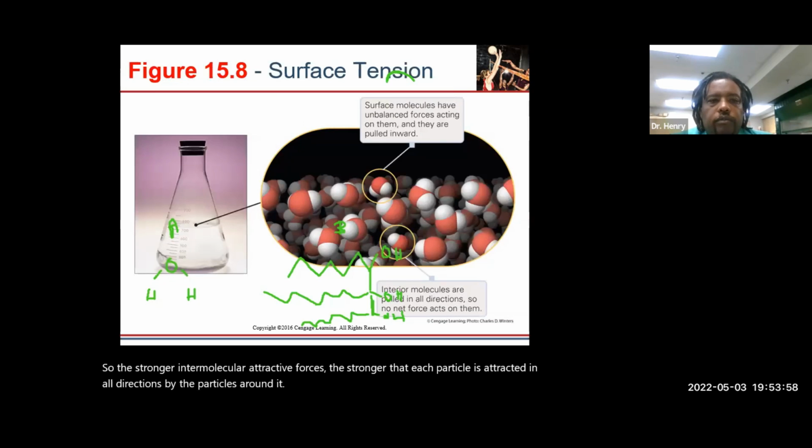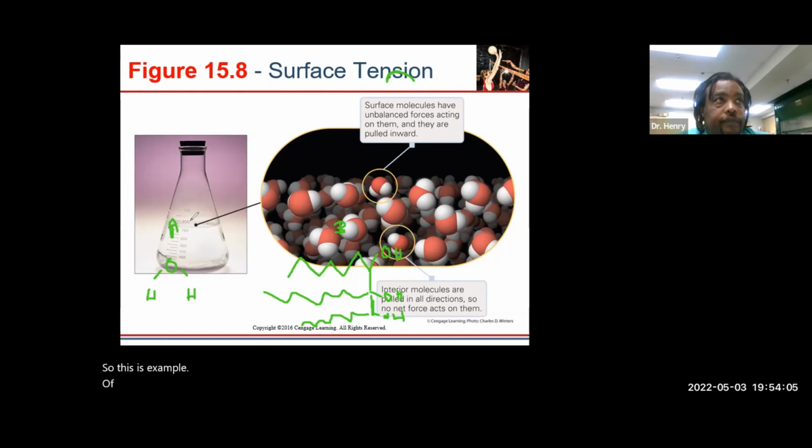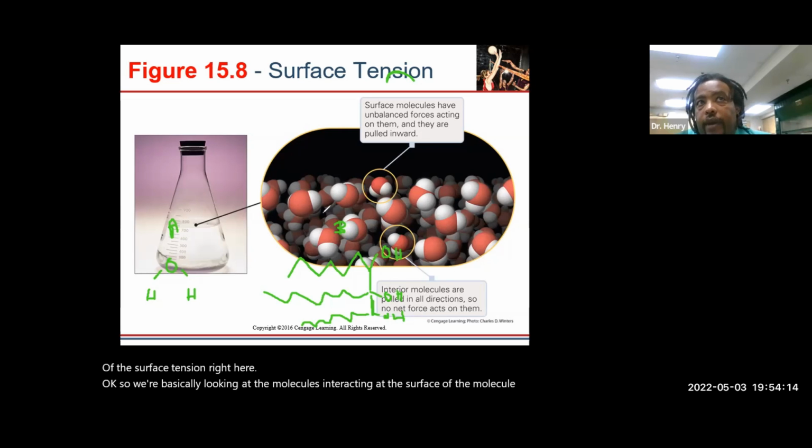Okay, so this is an example of the surface tension. We're basically looking at the molecules at the surface interacting with all those things that are around it.